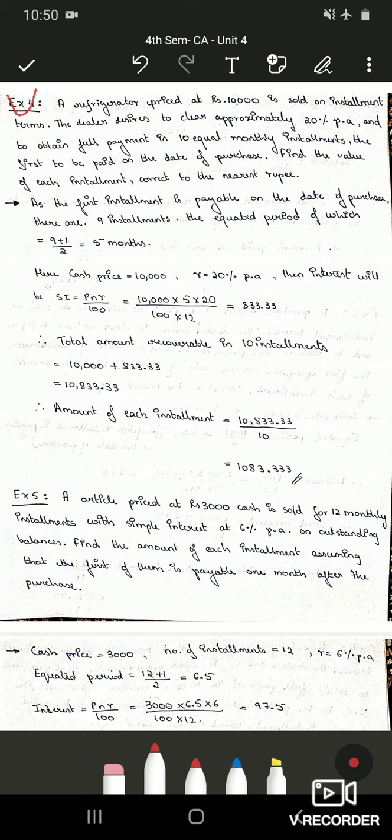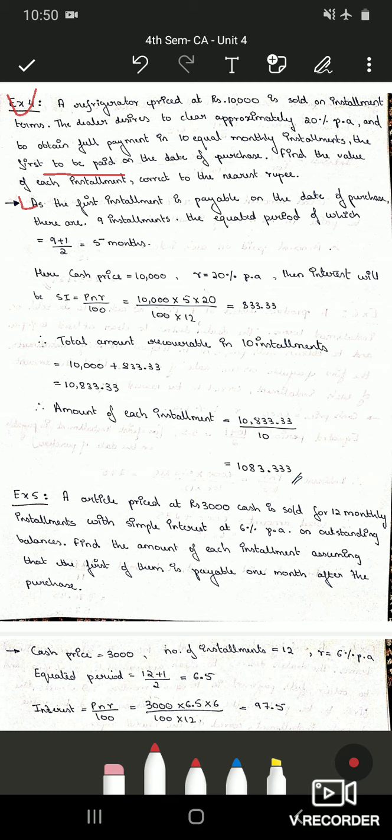So in this case they have given the cash price and they have given the rate, that is 20% per annum, and they have given that the number of installments is 10, but additional to this they have given the first installment to be paid on the date of purchase itself. So now you have to find out what is the value of each installment.